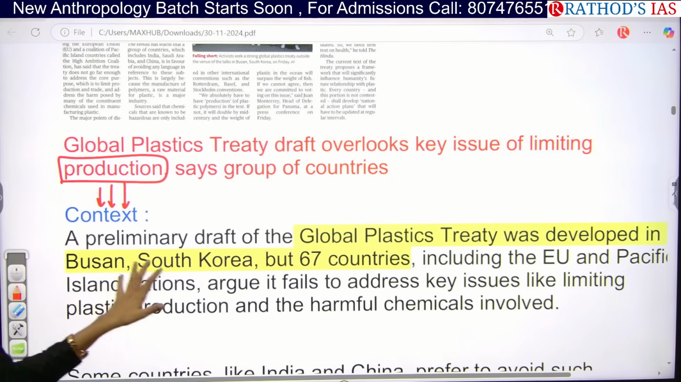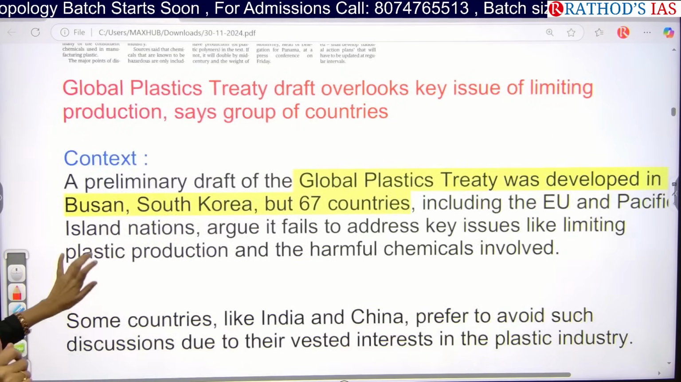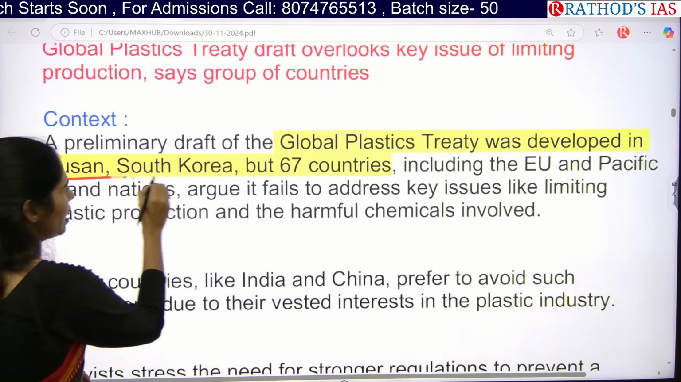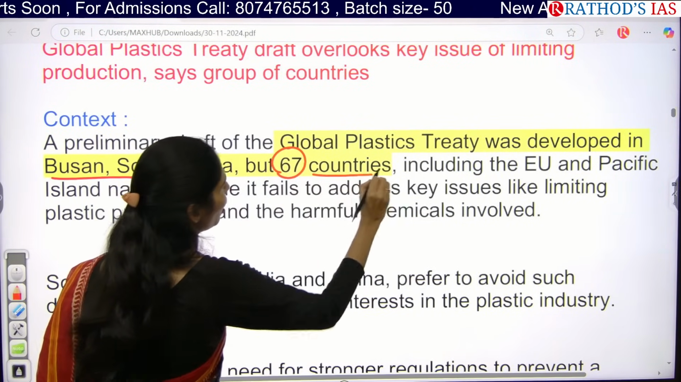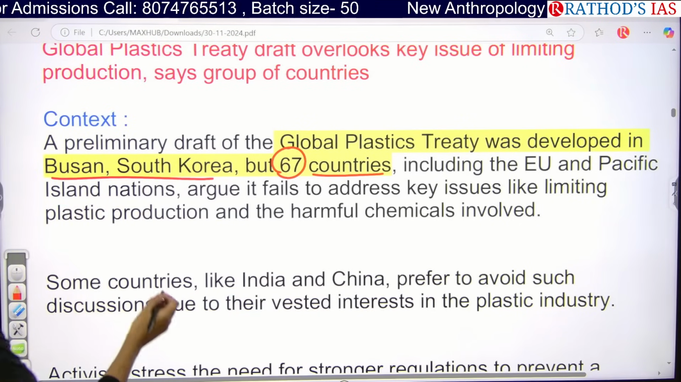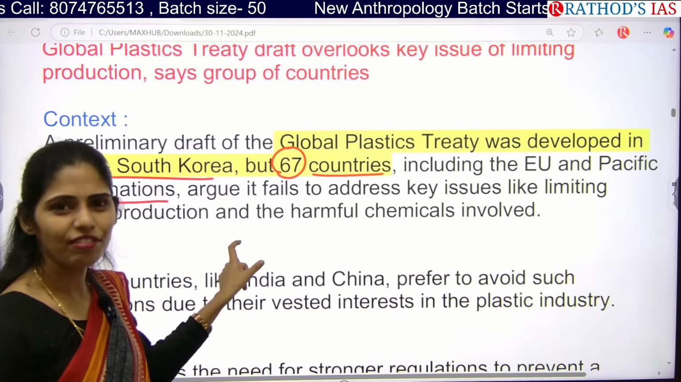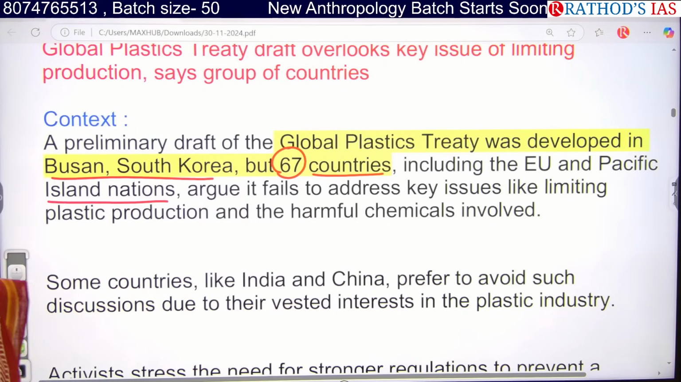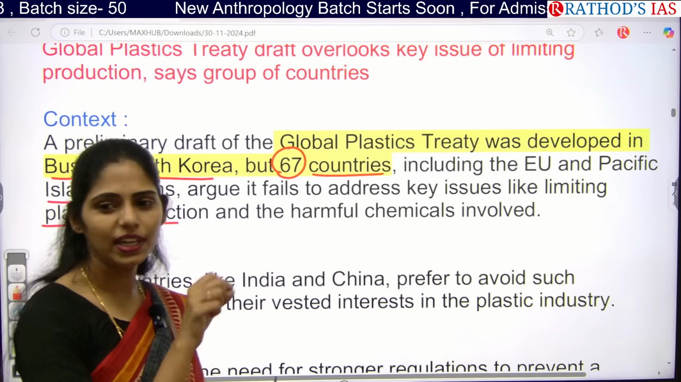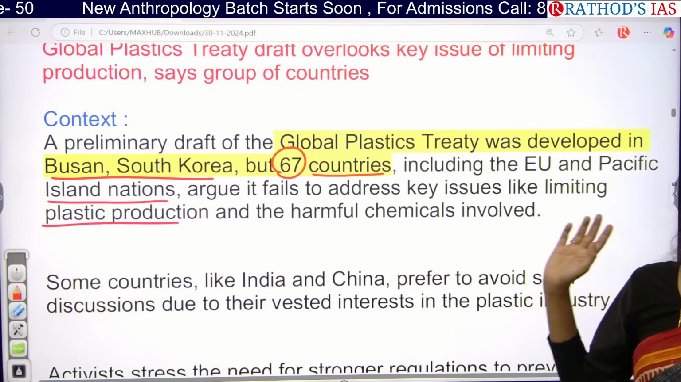So this is one important issue which had been highlighted in today's news. A preliminary draft of the global plastic treaty was developed in Busan, South Korea, but 67 out of 175 countries, including the European Union and Pacific Island nations, argue that this draft is failing to address key issues like limiting plastic production, and even the use of PET. This is a very harmful chemical which we use for the production of plastic.